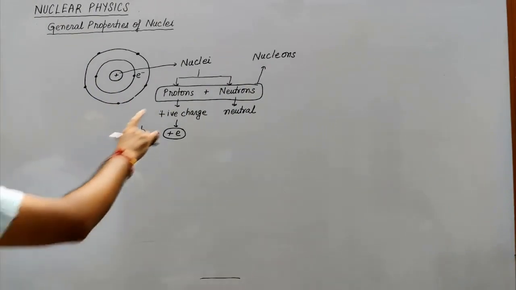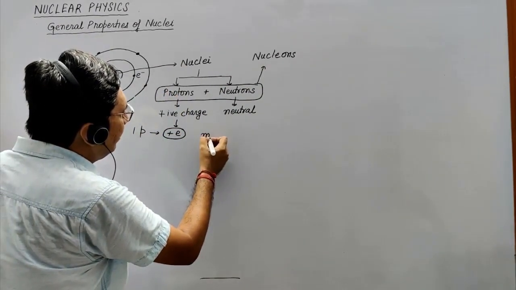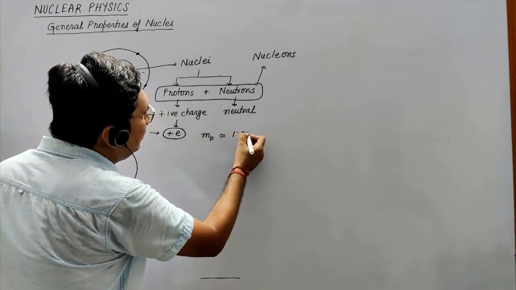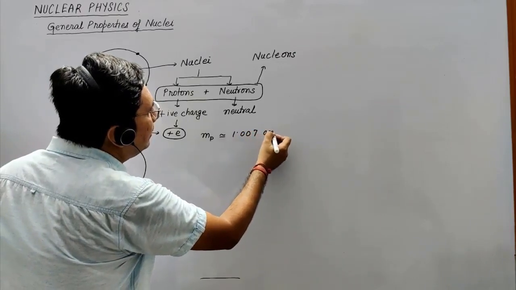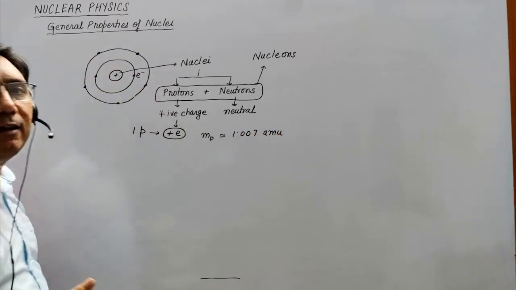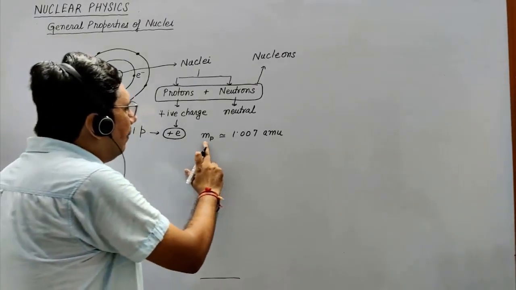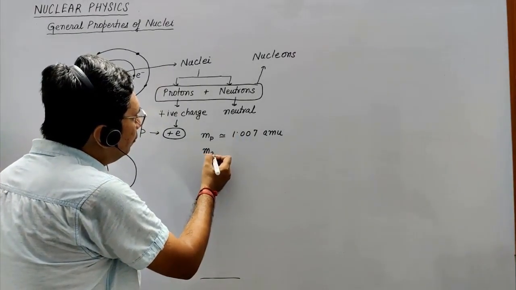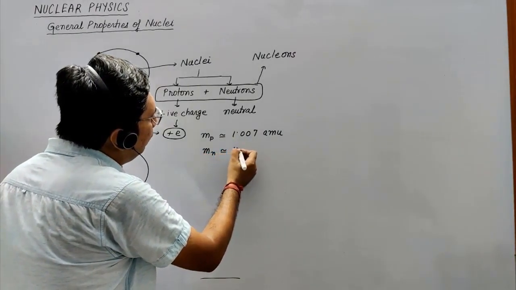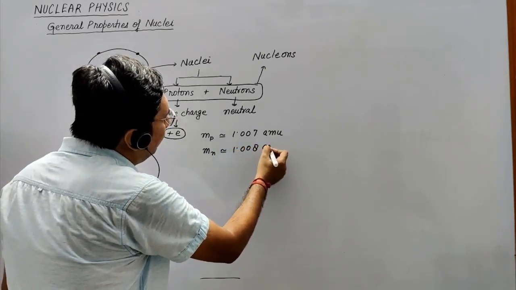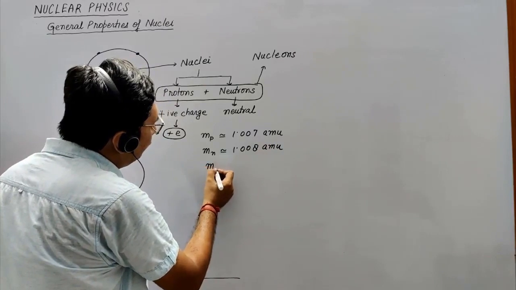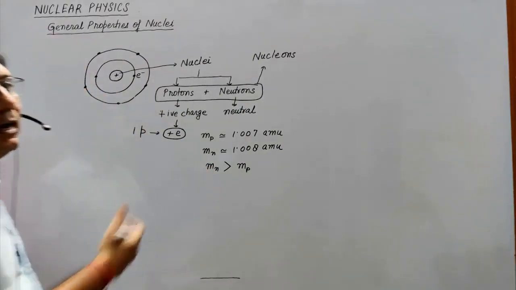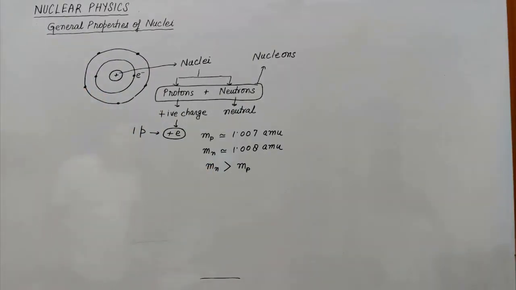Here the mass of the proton is nearly equal to 1.007 AMU. AMU is atomic mass unit. Later on we will define this AMU, but right now the mass of the proton is 1.007 AMU and the mass of the neutron is 1.008 AMU. So from here you can find that the mass of the neutron is a little bit higher as compared to the mass of the proton.